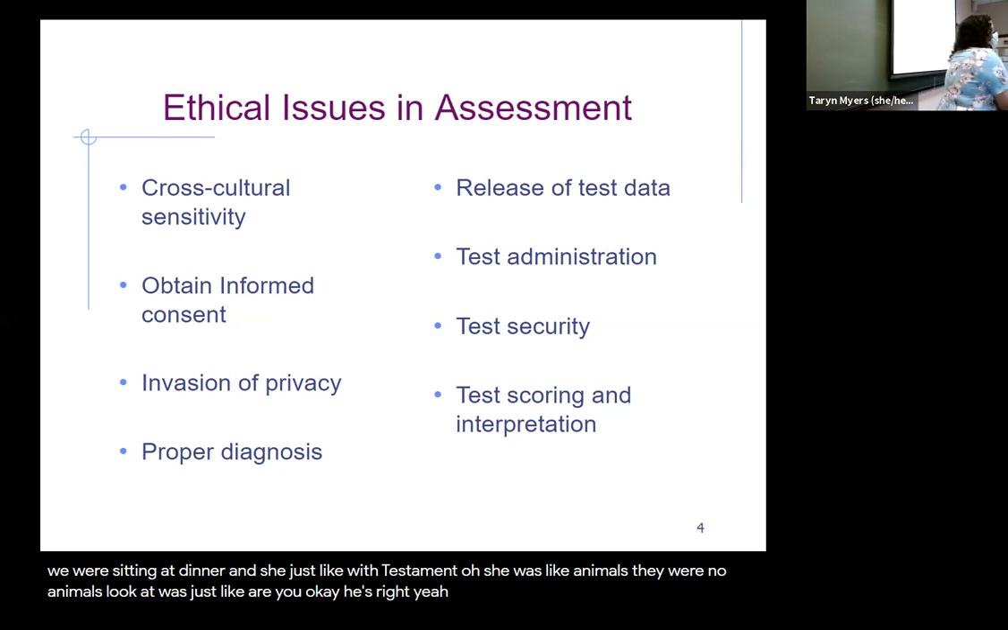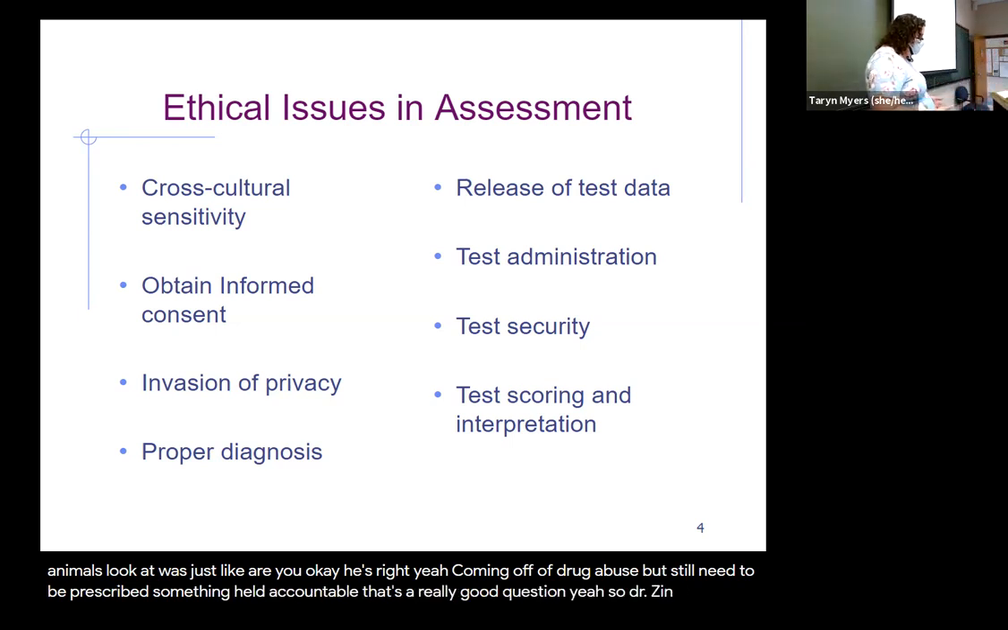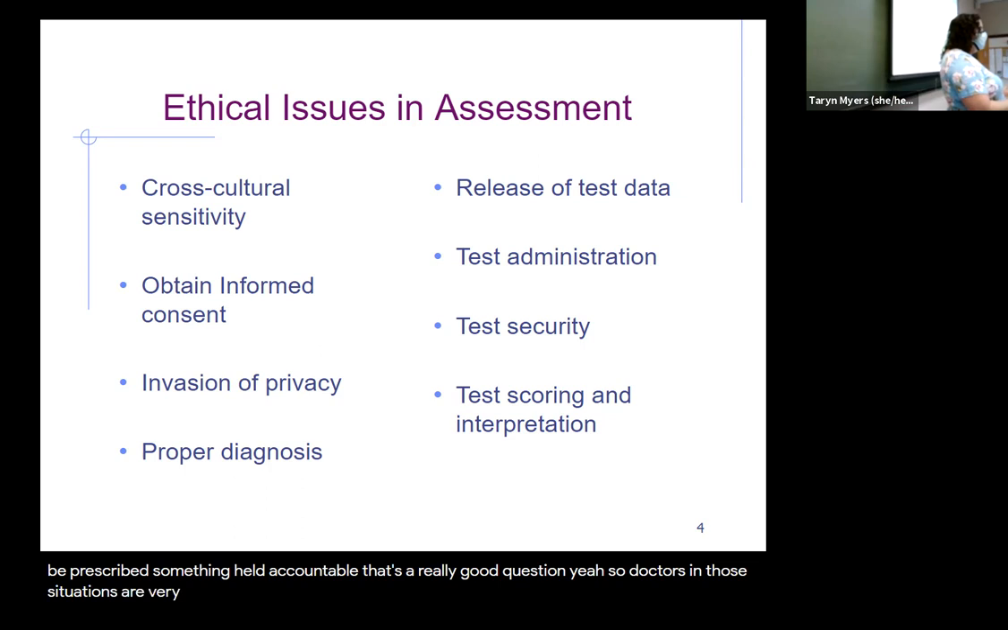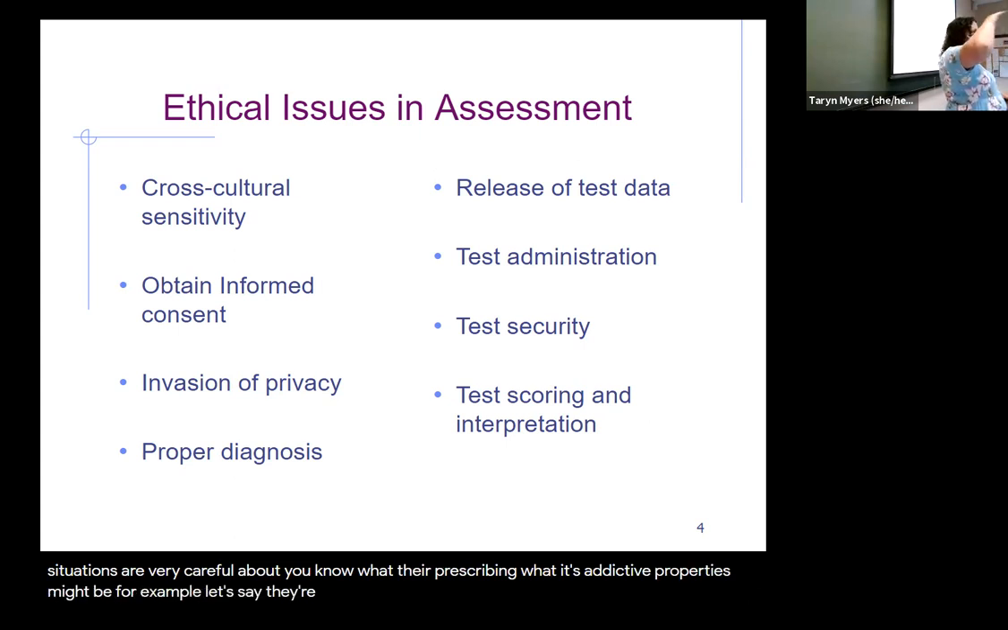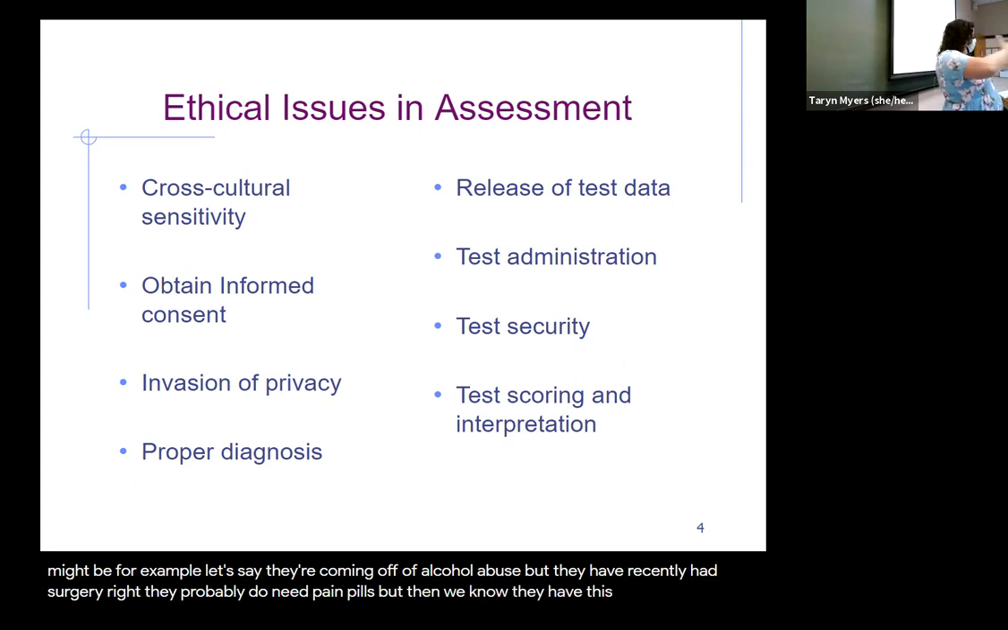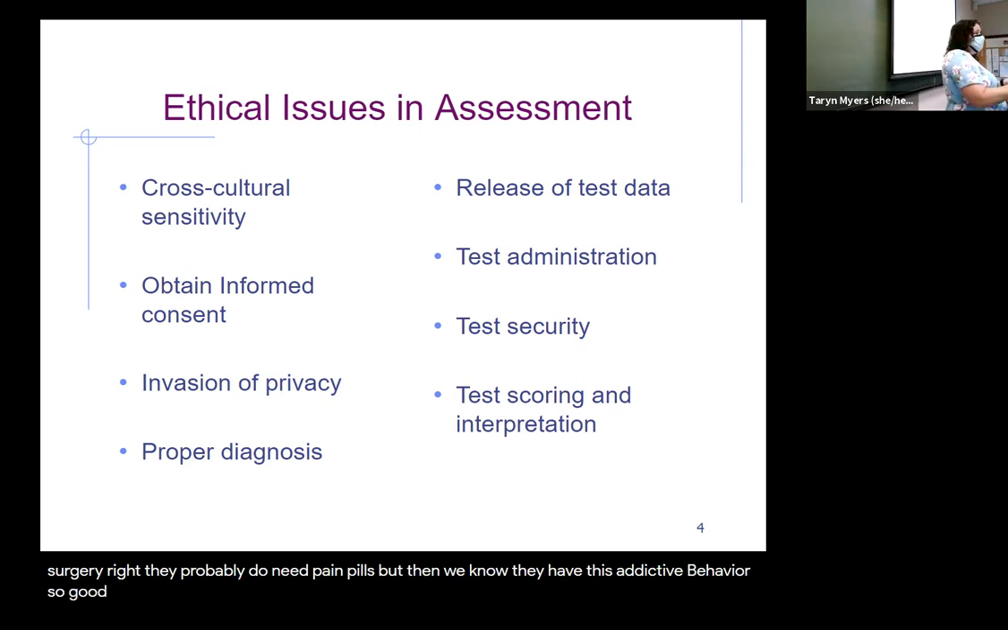Right? Yeah. So, what about people that are coming off of drug abuse, but still need to be prescribed something? How does that work? That's a really good question. Yeah, so doctors in those situations are very careful about what they're prescribing, what its addictive properties might be. For example, let's say they're coming off of alcohol abuse, but they have recently had surgery, right? They probably do need pain pills, but then we know they have this addictive quality to their past behavior. So good pain clinics do things like have you stop by and do a pill test.